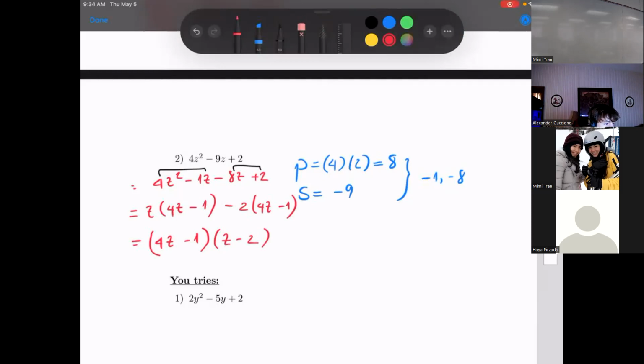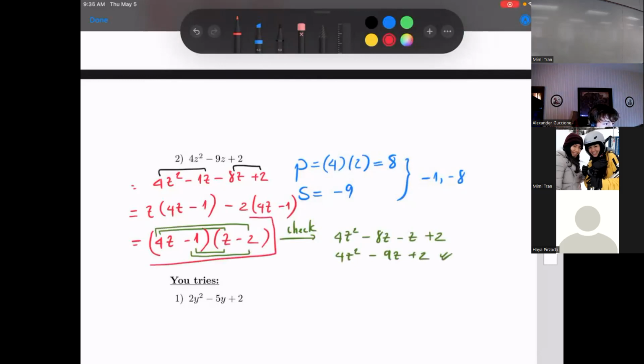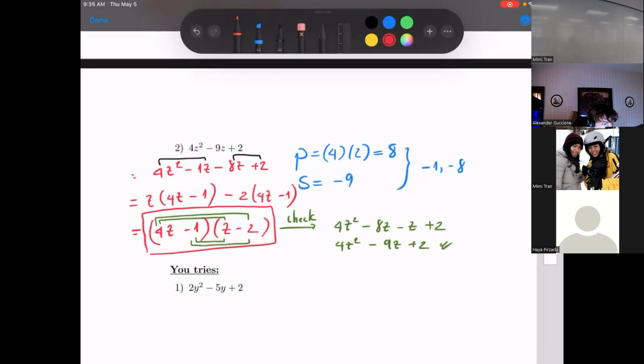I'm going to check this one just because. Check. 4z times z is 4z squared. 4z times -2 is -8z. -1 times z is -z. -1 times -2 is +2. So 4z squared minus 9z plus 2. You okay? You gotta try number 1. You try.